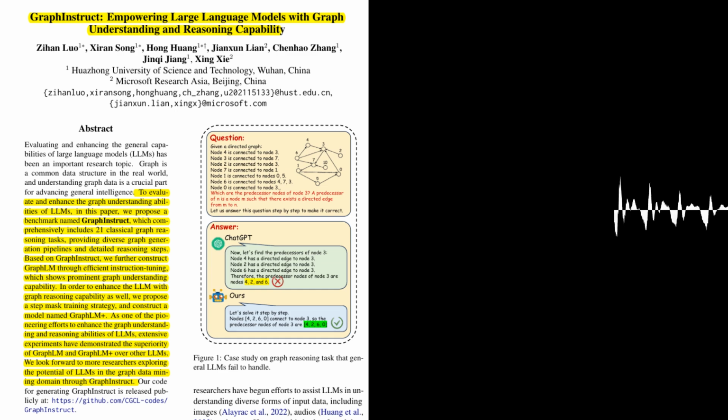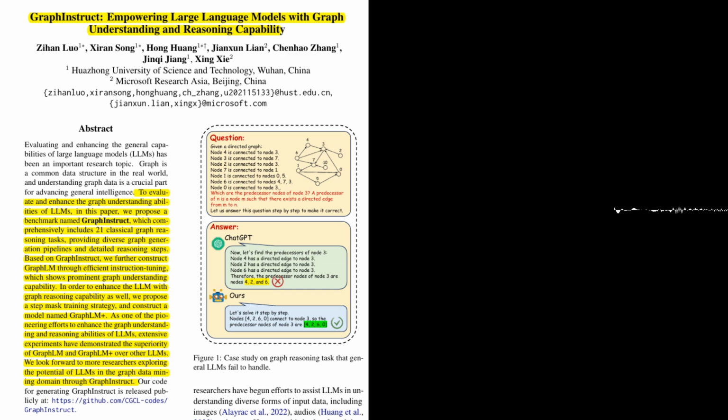What are the key findings of the paper? The paper demonstrates that both GraphLM and GraphLM+ significantly outperform baseline LLMs on a variety of graph reasoning tasks. GraphLM shows improved performance on tasks it was trained on, while GraphLM+ exhibits even better performance, especially on tasks requiring reasoning steps. So the paper shows that LLMs can be trained to understand and reason about graph data.